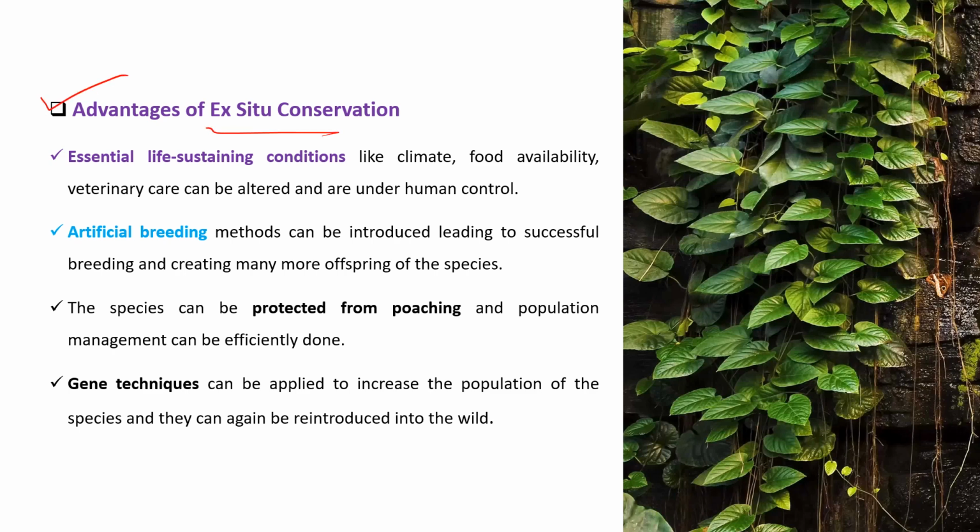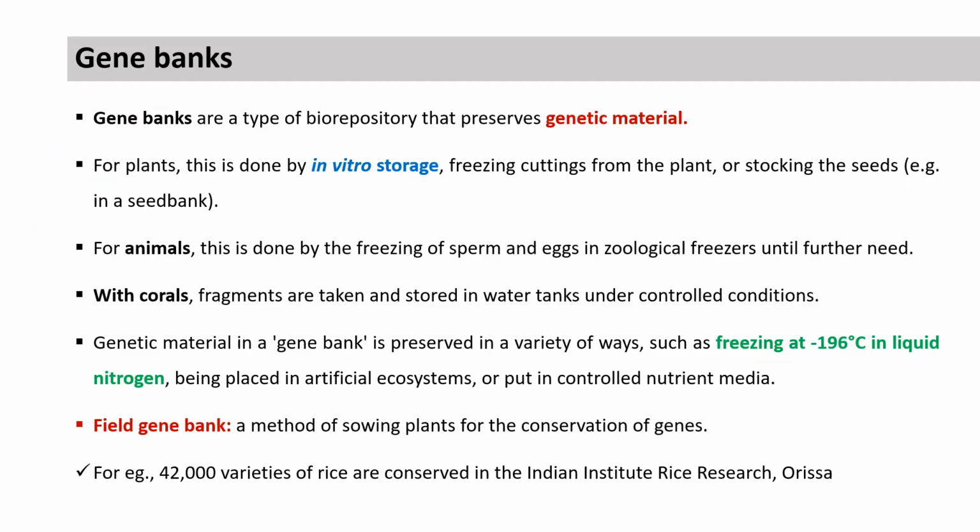So first one है essential life sustaining condition. अगर कोई species endangered है, threatened है, तो उस case में हम species को protect किया जाता है. Artificial breeding, successful breeding की जाती है किसी भी species के offspring को बचाने के लिए, उसकी population को increase करने के लिए. Species को हंटिंग और पोचिंग से protect किया जाता है. जीन technique की मदद से species की population को increase किया जाता है और किसी area में reintroduce किया जा सकता है. So these are some advantages of the ex-situ conservation.